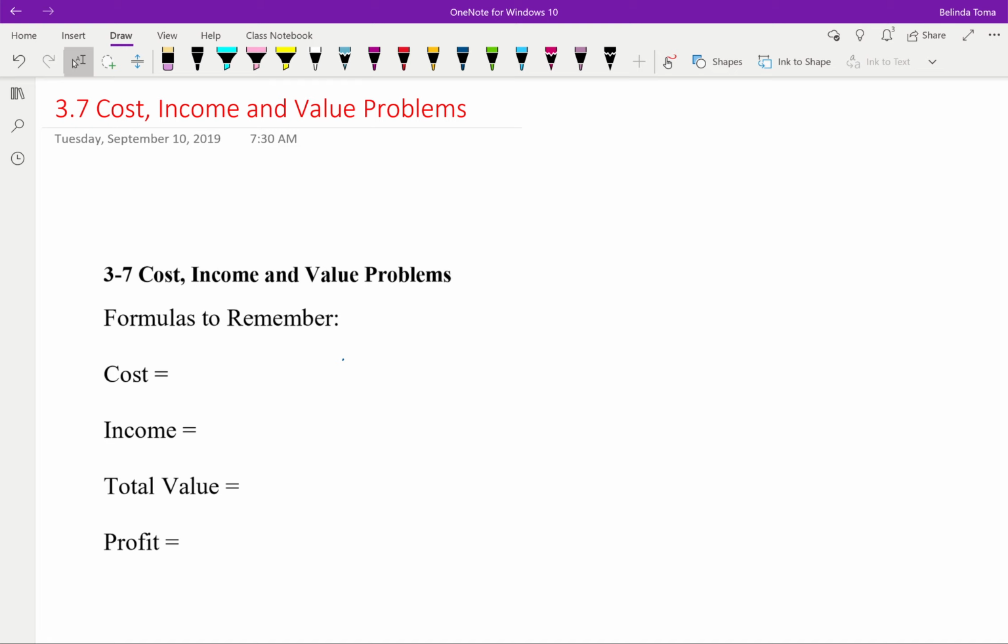Welcome to our video on section 3.7 of the Red Book, Cost, Income, and Value Problems. To begin, we want to recall some formulas. The first three are very similar in nature.